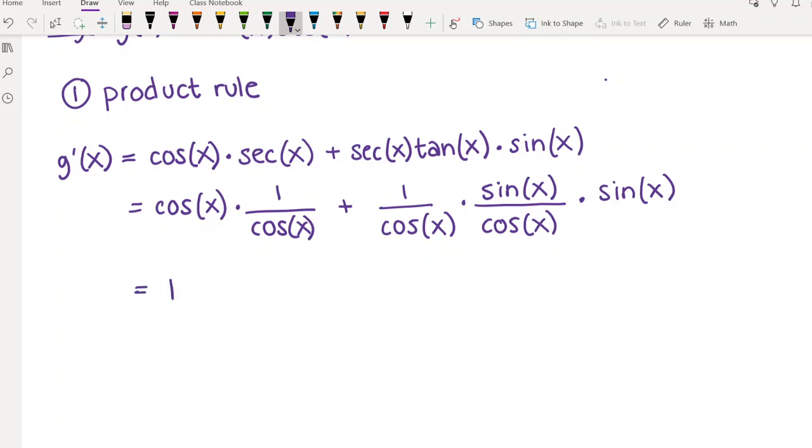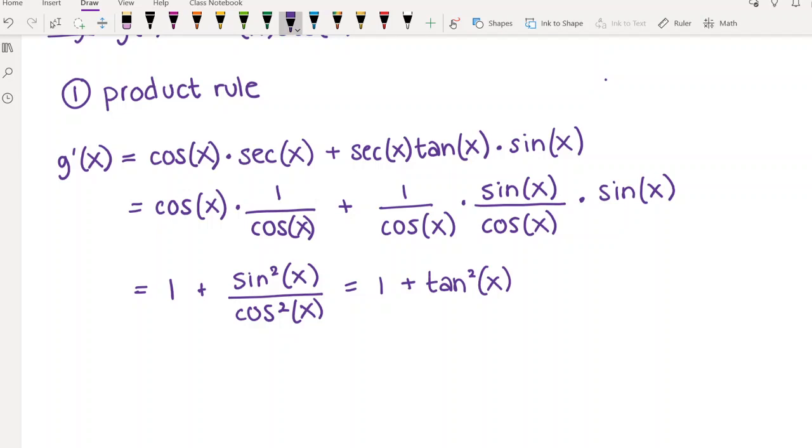And then let's see what's going on over here. We have sine squared on the top, because we have 2 sines being multiplied together. And then we have 2 cosines on the bottom. And so sine over cosine is tangent. So another way of writing this is 1 plus tangent squared of x.